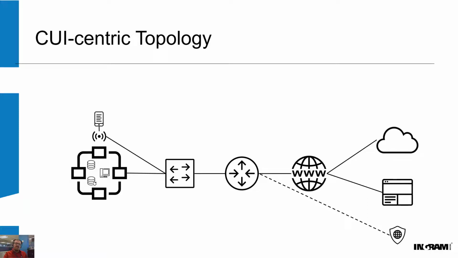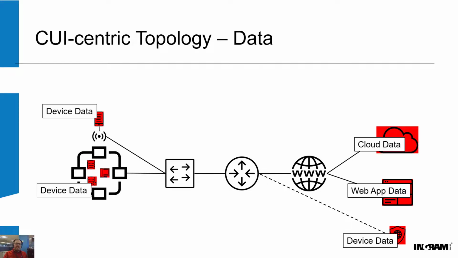But I want to look at it in a different way. Instead of looking at the LAN and the WAN and that sort of thing, I want to look at the devices containing information. So the mobile devices, the servers and the PCs inside the LAN, the cloud, the web application, of course, the person who's connecting via VPN. So instead of looking at edges, we're looking at device data, whether it be on a cloud, on a web app, or literally in a device.